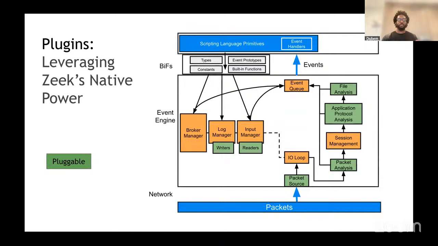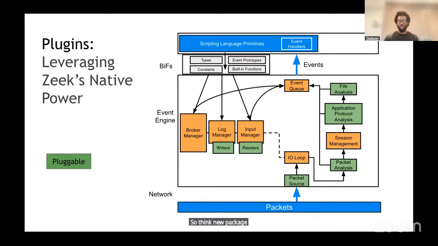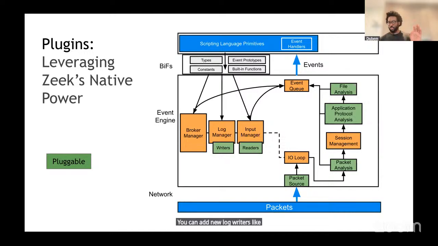Now, I know I showed a version of the Zeek architecture a few slides back, but to really appreciate Zeek's extensibility, you've really got to zoom in. Zeek provides a plugin API that allows the addition of new features without altering the core system. So think new package sources, new protocol parsers, file analyzers, all of these are pluggable. You can add new log writers like to Kafka, Elasticsearch, Splunk, etc. And built-in functions provide a way to access plugins from the script level.